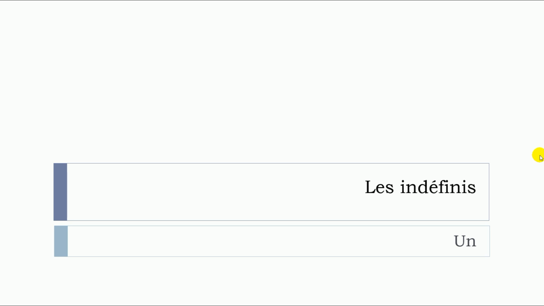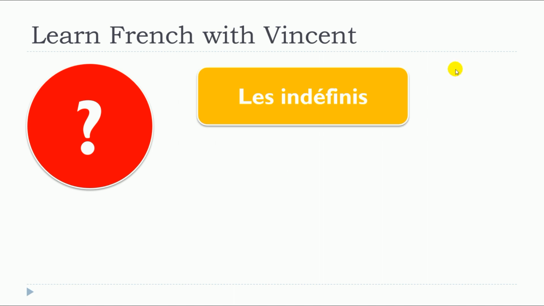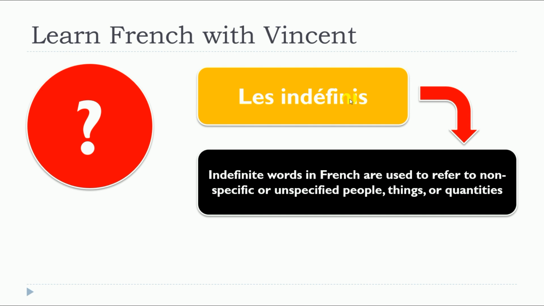In this lesson, we will see together les indéfinis, but we will see more precisely un. So, of course, the question is, what are les indéfinis? So let's try to see that together. Indefinite words in French are used to refer to non-specific or unspecified people, things, or quantities. So this is the first point.